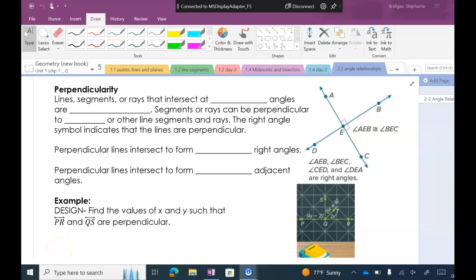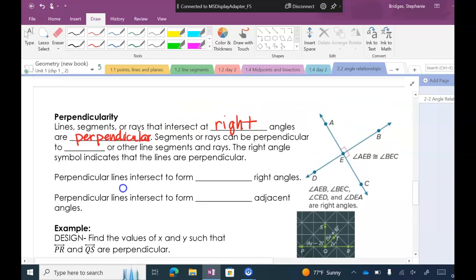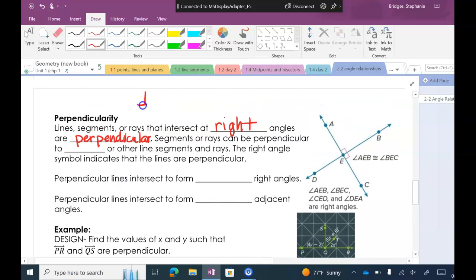So again, we're going to talk about perpendicular lines. Okay, everybody ready? Lines, segments, or rays that intersect at right angles. How many degrees are right angles? 90. Are what we call perpendicular. Perpendicular. Okay, it says it right up there. Perpendicular. And then just up somewhere on the top of that, you want to write this down.